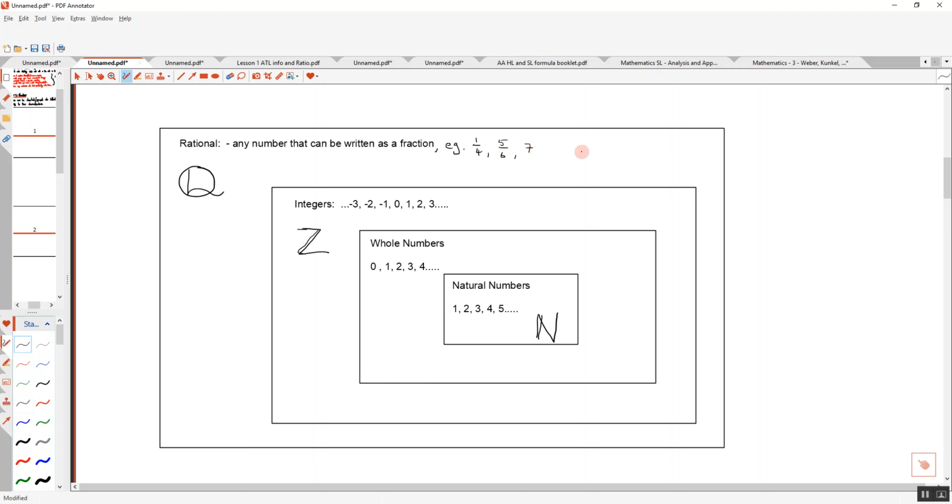What about 7? Is 7 a rational number? Why is it a rational number, Javian? 7 over what would make it 7? Yeah, 7 over 1. 7 is a rational number. It can be written as a fraction because it's the same as 7 over 1. That's a fraction, yeah? What about the number 12? Yeah, 12 over 1, or even 24 over 2. I'll put yours as well, Josh. 12 over 1. So as long as it can be written as a fraction, it is a rational number.